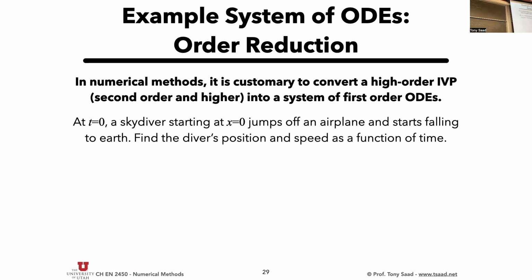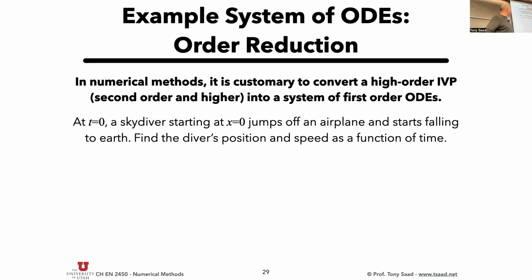One way to get a system of ODEs is through what we call order reduction, okay? In numerical methods, it's always the case that we convert high order initial value problems, so second order, third order, fourth order initial value problems, those that require only initial conditions, into a system of first order ODEs. Why? Because it's just easier to say, hey, we're only solving first order ODEs. If you can convert everything to first order, go ahead and do it. Give us your equations and we'll solve it for you.